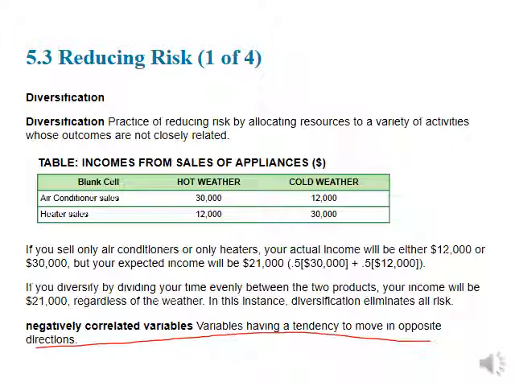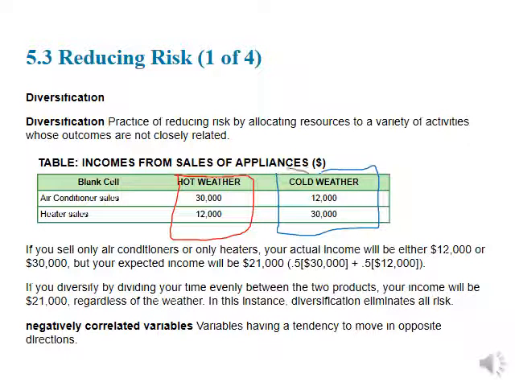Let's see what this means in terms of how we can reduce our risk as a salesperson. And to answer that question, let's assume that there are two states of the world. There's the state of the world that's hot, and there's the state of the world that's cold. If the world is hot and you sell only air conditioners, your income will be $30,000. If the world is cold and you sell only air conditioners, your income will be $12,000. Keep in mind that people don't buy air conditioners when it's cold out.